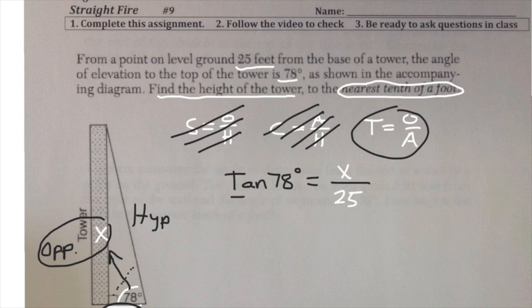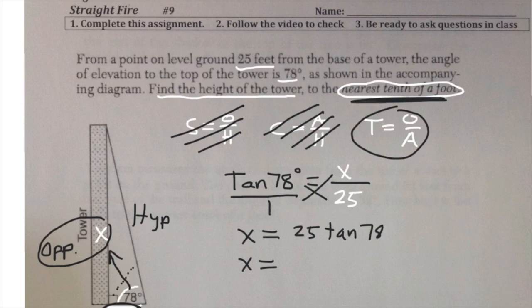Alright, from there we can cross multiply, and what I like to show students is you can call tangent of 78 over 1, and then just cross multiply to solve a proportion. So when you cross multiply, you get the answer just like that. X times 1 is x, and then 25 times the tangent of 78 will be what x is equal to. And then it's just a matter of typing it into the calculator and rounding to the nearest tenth of a foot.